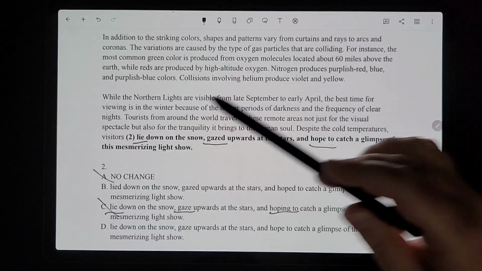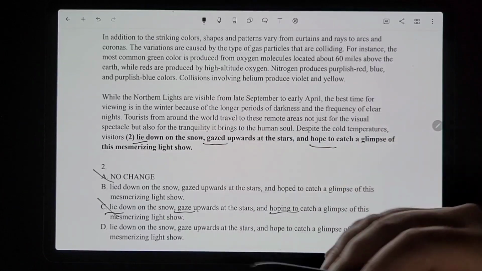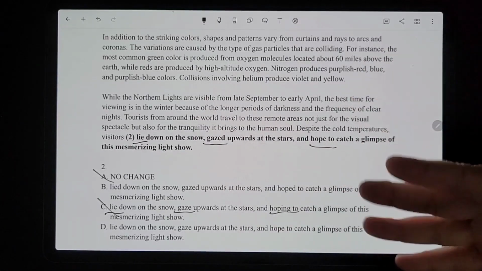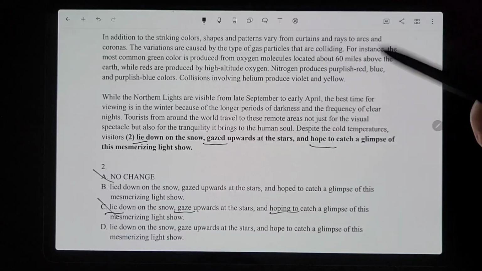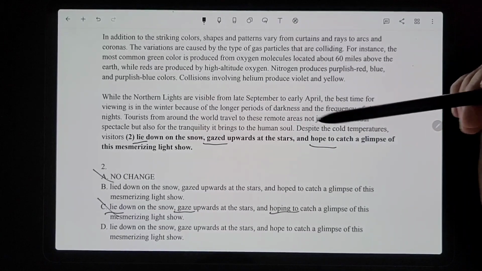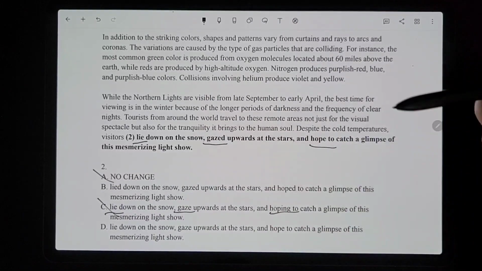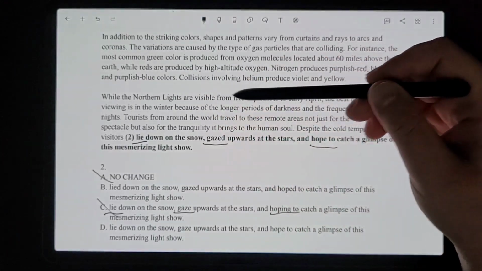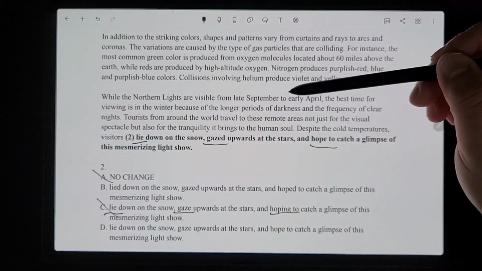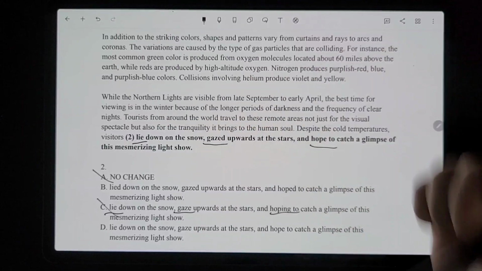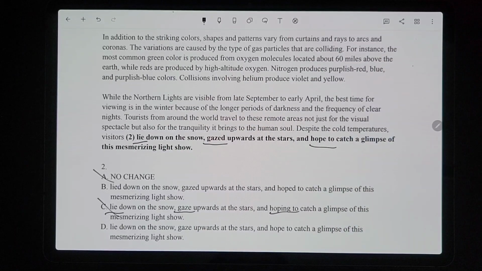So I need to read a little bit above and usually a little bit below if there was more below, just to be safe. And I have to figure out what's the context. Am I supposed to be using present tense or past tense? While the northern lights are visible from late September to early April, the best time for viewing is in the winter because of the longer periods of darkness and the frequency of clear nights. Tourists from around the world travel to these remote areas, not just for the visual spectacle, but also for the tranquility it brings to the human soul.